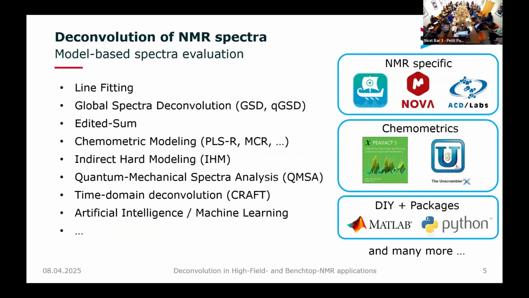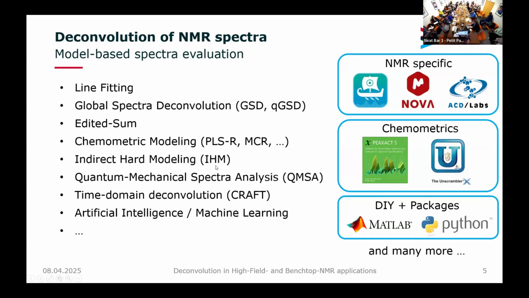So we have a quite big toolbox available in commercial software, but also in do-it-yourself approaches. I will talk a bit about line fitting and about global spectral deconvolution. This is something that Nova is pretty famous for promoting, in the software edited sum. You can have some chemometric modeling. I don't want to get into details today. This is pretty well known from other fields, like partial least squares regression and multivariate curve resolution. You can find some software capable of handling NMR spectra, like PeakSect or Unscrambler, and of course you can do it yourself in MATLAB, in Python, or whatever programming language you're looking for.